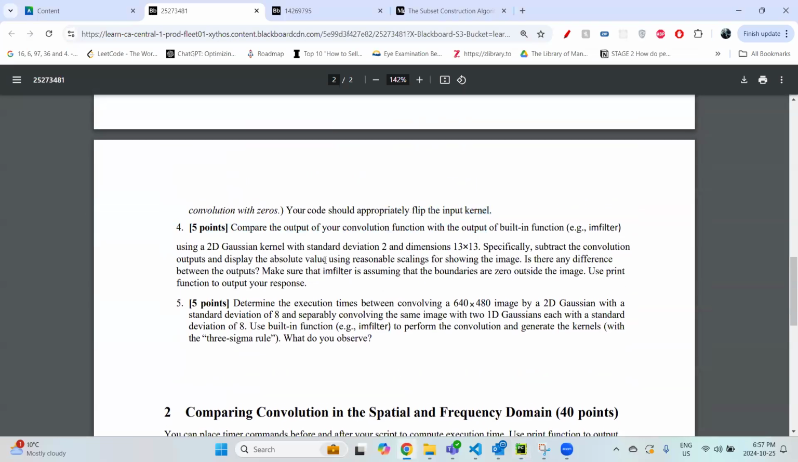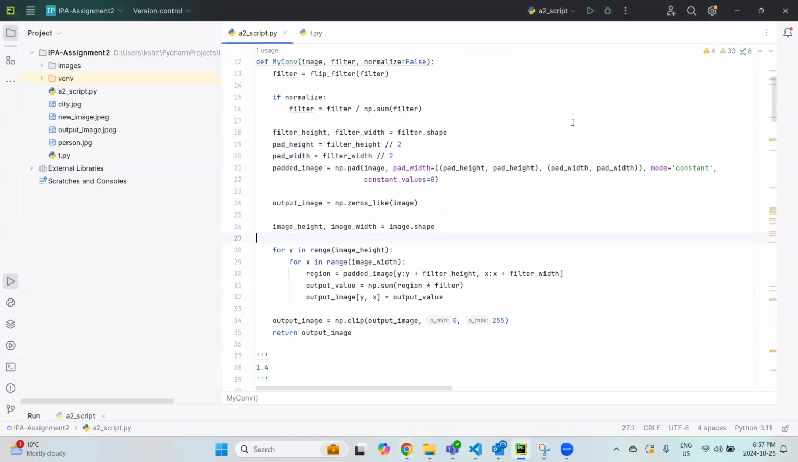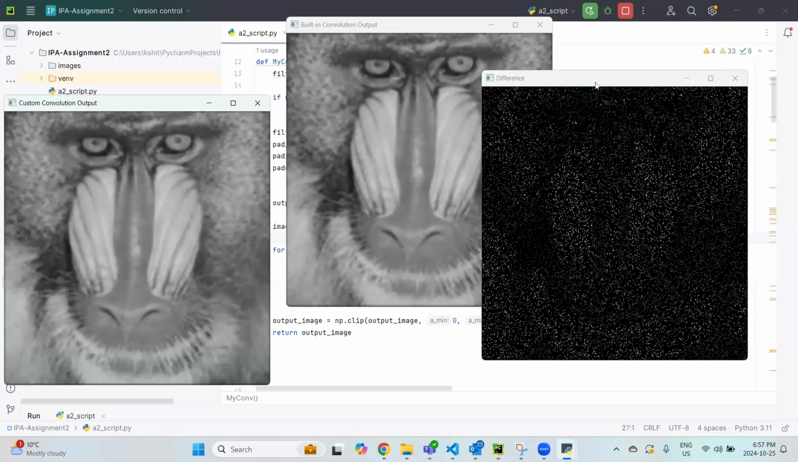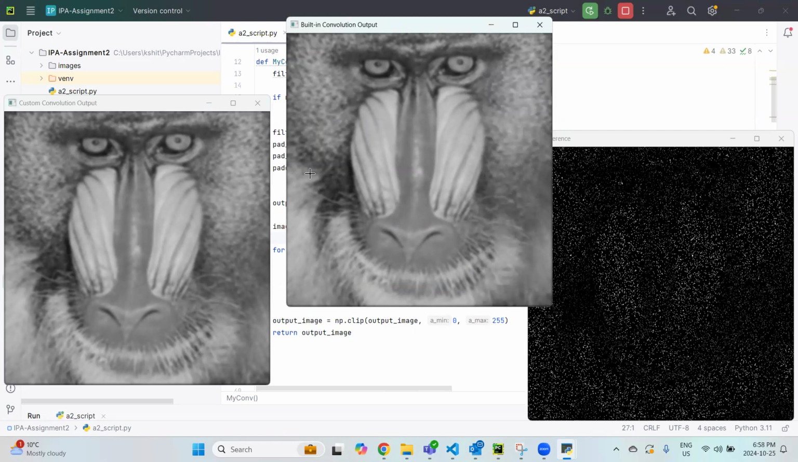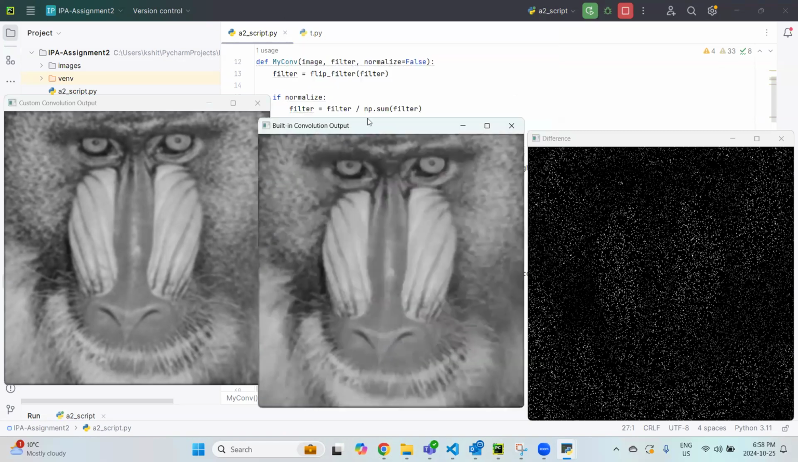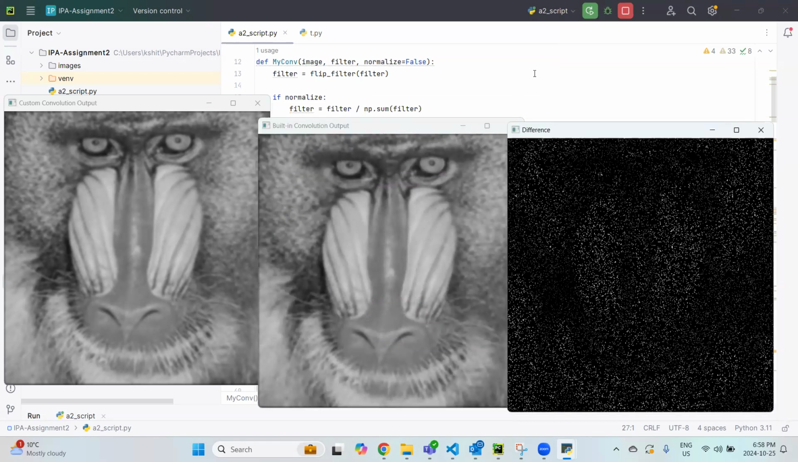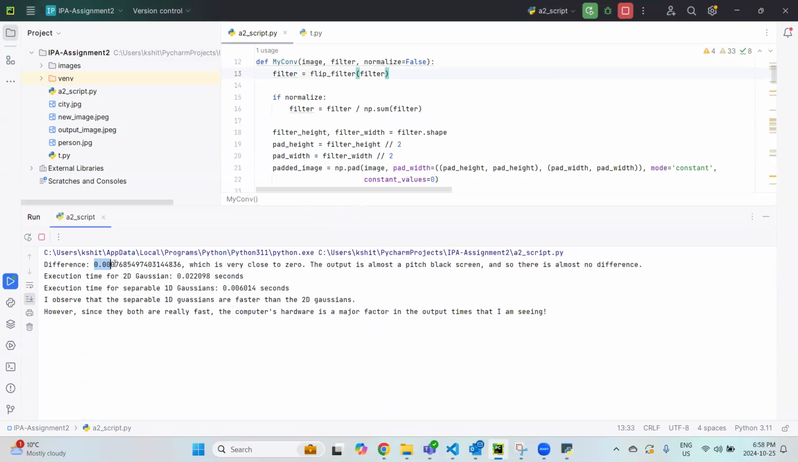Then the fourth question was to perform convolution using a built-in function and mine with this Gaussian kernel and see if there's any difference. So I'll just run my code now and we'll see. This was based on mine, and the second image is from the built-in one, and this is the difference. As you can see, there is a very minute difference. If I check it in the print function, there's a difference of 0.0076, which is very close to zero, and the output is almost a pitch black screen, so there is almost no difference.